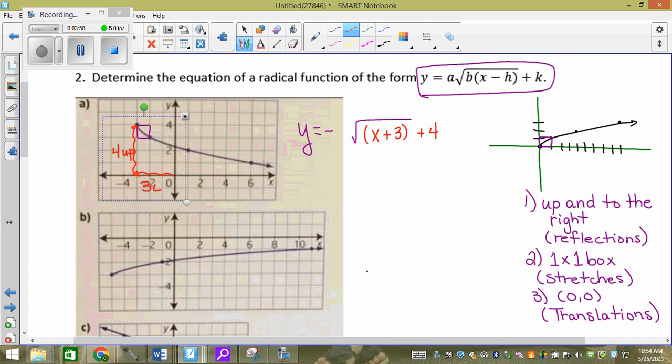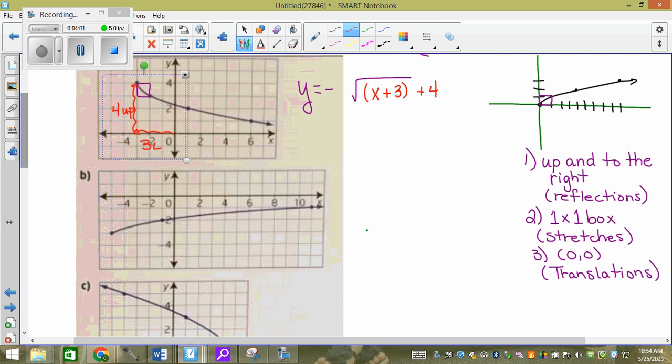Let's look at B. First question. Is it up and to the right? Is it going up and to the right? Yes. So are there any reflections? No. Okay, next question. Is it a 1 by 1? Oh. It's not a 1 by 1 box. It's a 4 by 1. So which actually got longer, the horizontal stretch or the vertical stretch? Horizontal. It's stretched by how much? 4. So when it goes into the equation, it is? It's what?